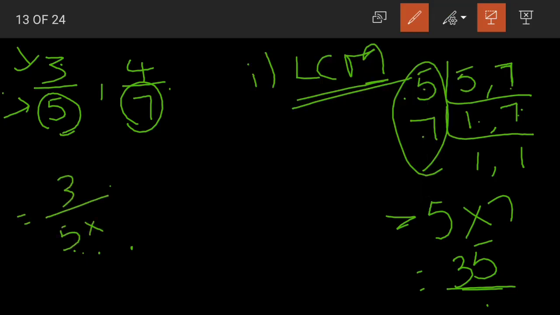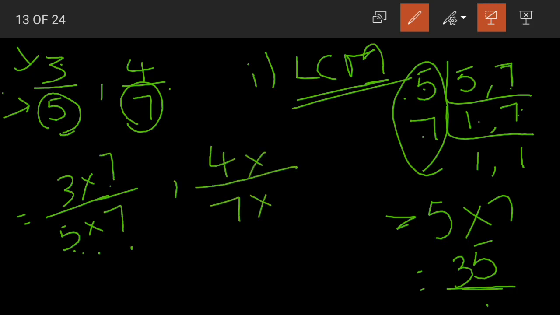We should multiply the numerator as well with the same number. Which number here? It is number 7. Yes, this will be the first fraction. Now coming to the second fraction, 4 by 7.